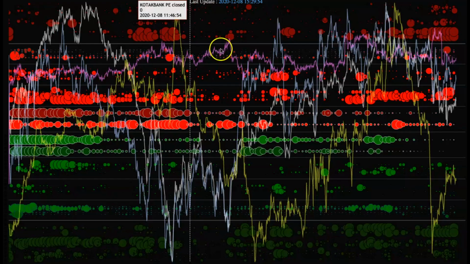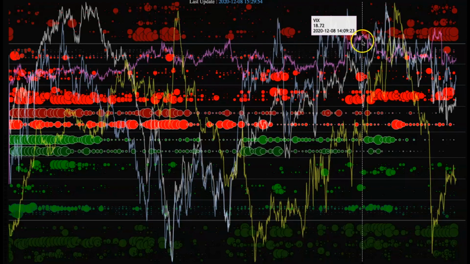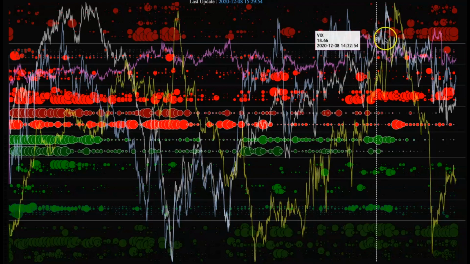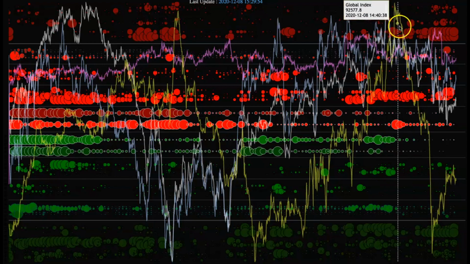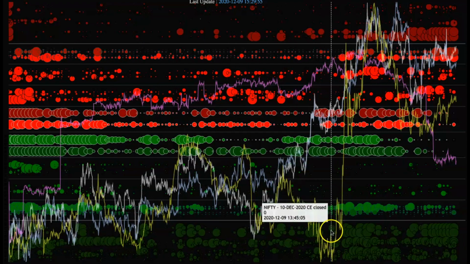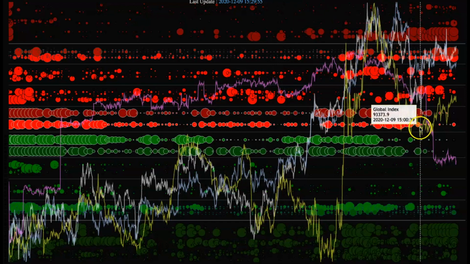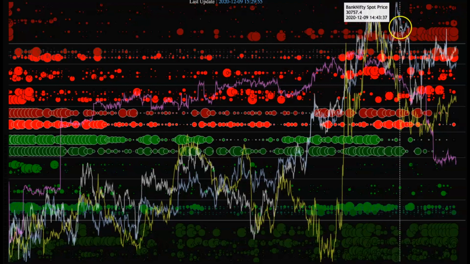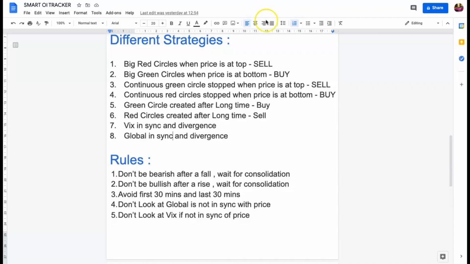Basically what happens is, whenever there is a huge rally in the global market, our market also will follow. Here we can see the global is going up, our market is also going up, and when the global is falling down, our market is also falling down. Here is another example. Suddenly there is a big rally in the global market, and our Indian market was also going up. And after the fall in the global market, our market stopped there, consolidated, and again fell down. So these are the 8 different strategies.